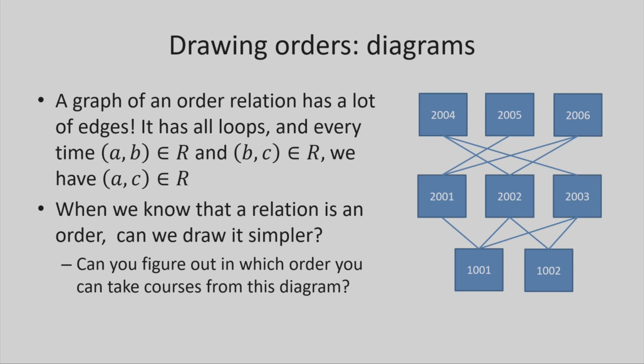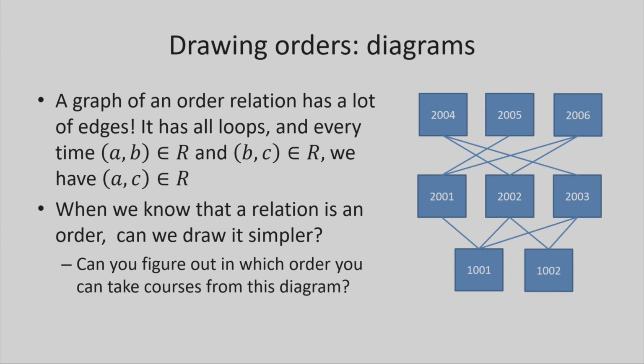So we just talked about special kinds of relations like orders, which are reflexive and transitive. And if you draw a graph of that relation, it's going to have a lot of edges. First of all, it's reflexive, so it has to have all the loops. So every time we draw a vertex, we have to draw a loop.